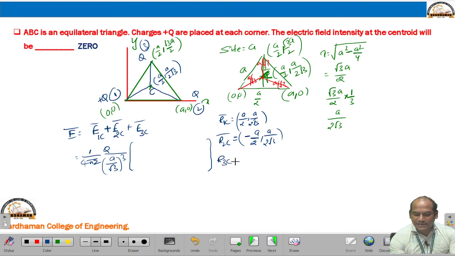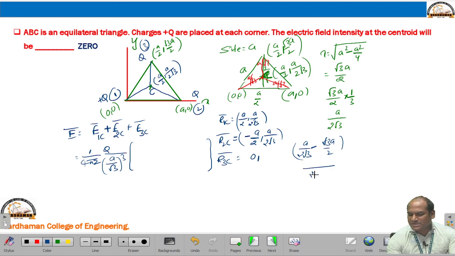Then R3C. Observation minus source: the observation is again A by 2 comma A by 2 root 3 and the source is position 3, that is A by 2 comma root 3 A by 2. If you subtract these two, A by 2 minus A by 2 is 0, and for A by 2 root 3 minus root 3 A by 2, the LCM is 2 root 3, so we get A minus 3A, that is minus 2A by 2 root 3, that is minus A by root 3.